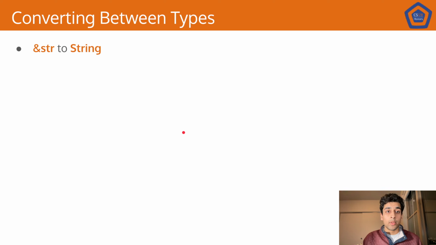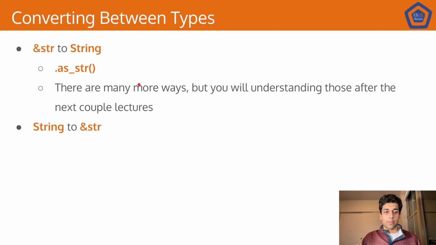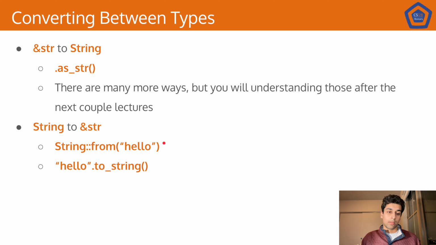Okay. To convert between them, &str to String, use the .as_str method. We'll be using this in an example later in the lecture. But to convert from, or sorry, this is a typo, from String to &str, as_str. I'll have to fix that. There are a couple more ways to convert from String to &str. You'll learn more about this later. Again, this should be flipped. From &str to String, you use String::from, and again, .to_string.